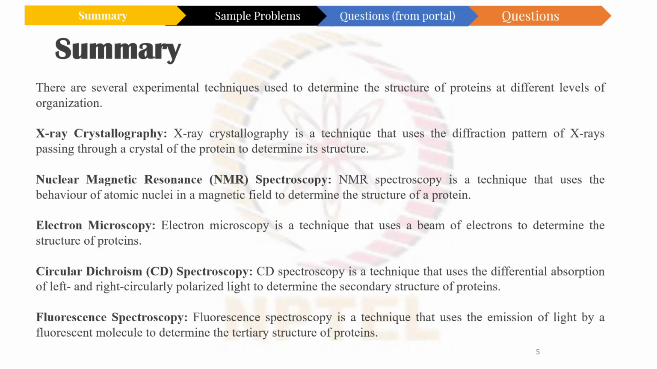In summary, there are several experimental techniques used to determine the structure of a protein at different levels of organization, and each method has its advantages and limitations and is often used in combination to provide a more complete picture of the protein structure.